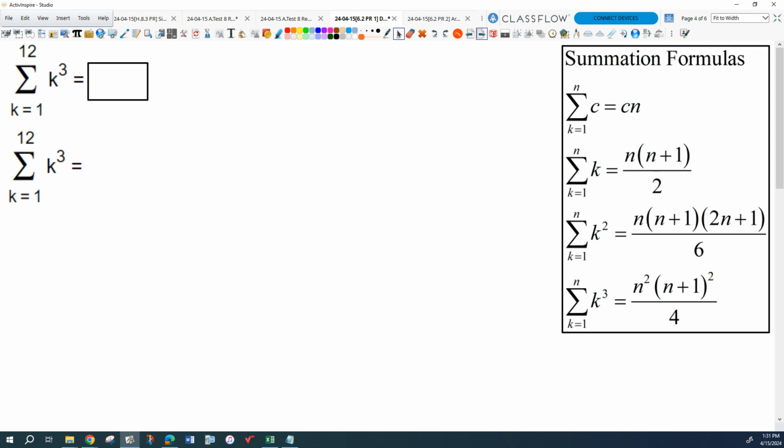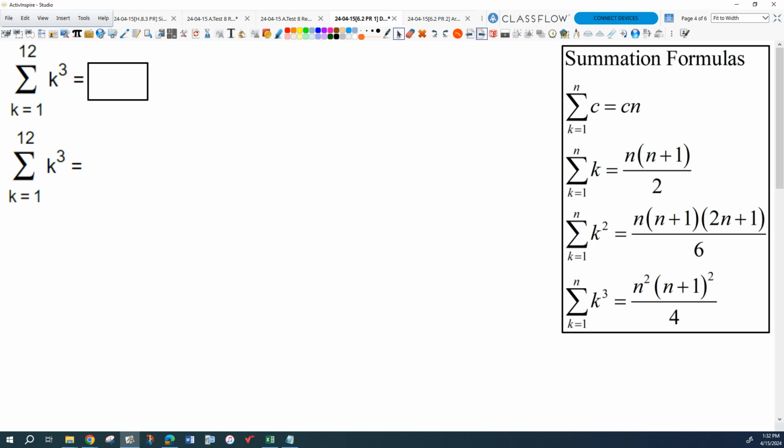Okay, let's practice this one. Here's one where, I mean, you could add these things up, like if you had to do this on a calculator that doesn't have access to sigma notation. You would have to add up 12 terms: 1 cubed plus 2 cubed plus 3 cubed, etc.